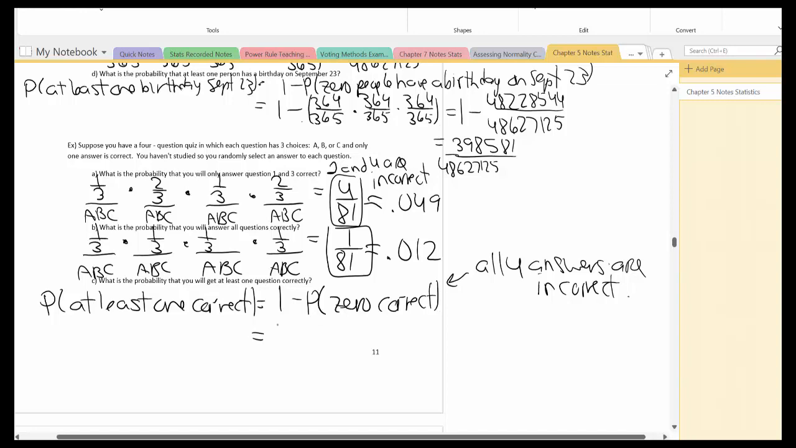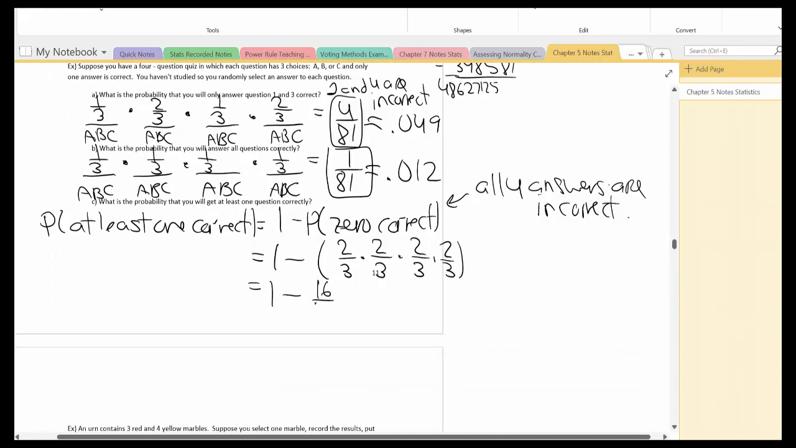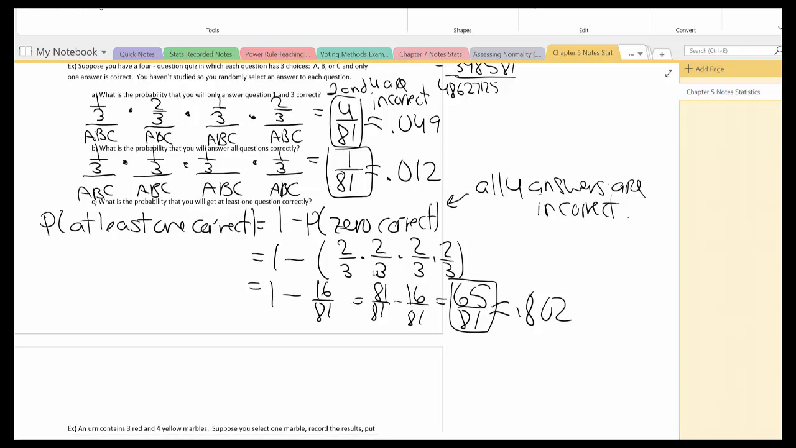So it's 1 minus parentheses, the probability of getting the first one wrong, 2/3, and the second one wrong, 2/3, and the third, and the fourth. That's 16/81. That's the same thing as this, which is 65/81, which is approximately this. I guess the moral of the story is you probably should study, because it looks like the chance of getting at least one correct is a little bit more than 80%.